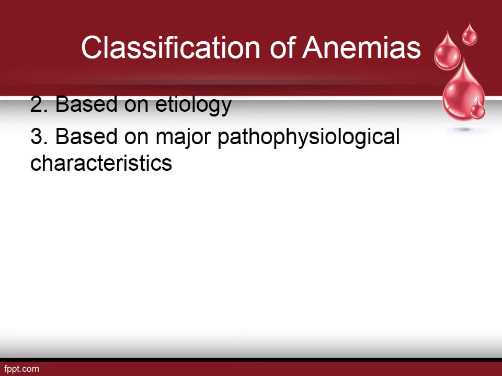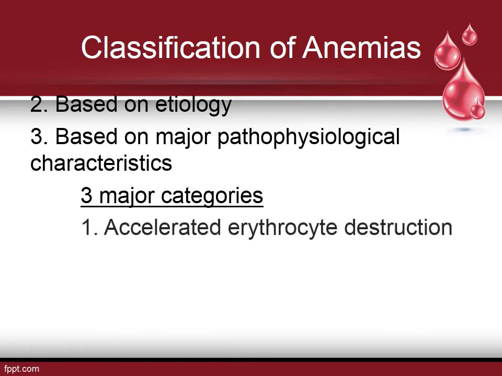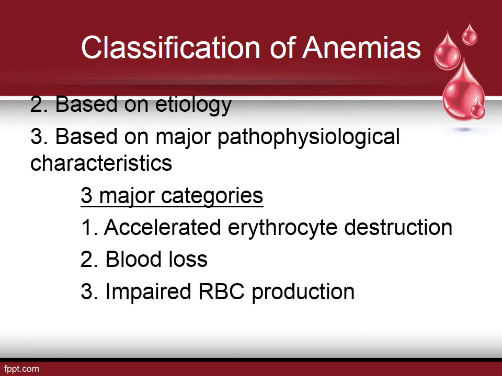The three major categories are accelerated erythrocyte destruction, blood loss, and impaired RBC production. A modified organizational approach to this classification is used to discuss the more frequent types of anemia. Later, in the next slide, you will see the categories of anemia based on blood loss, impaired production, hemolytic, and so on.